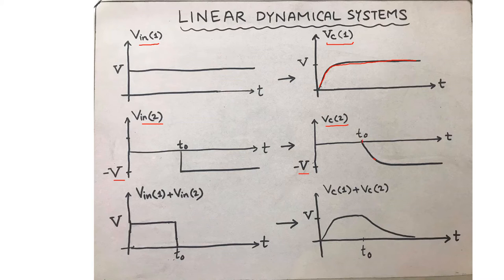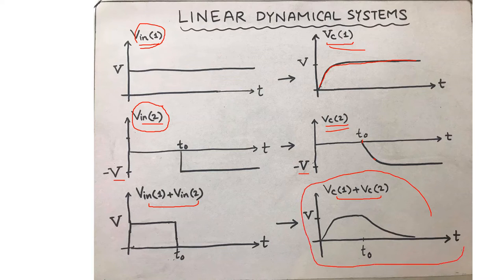time t naught. Therefore, if the input V in 1 is being added to input V in 2 to get a new input, which is the sum of the two, then the principle of superposition says that the corresponding outputs should also be added up. And therefore, when you add VC1 with VC2, this is the output that we are going to get. So the principle of superposition has simplified our analysis of the output when the input is a slightly more sophisticated signal.